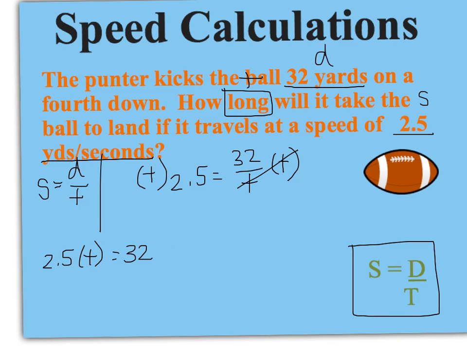Now I've got one more step to get t by itself. I need to move the 2.5 to this side of the equal sign. And to do that, all I have to do is the opposite mathematical operation. The opposite of multiplying, because right now I'm multiplying by 2.5, is to divide. Divide by 2.5. That will allow me to cancel it out, and t is now by itself. But don't forget, what you do to one side, you have to do to the other side. So now I have 32 divided by 2.5.